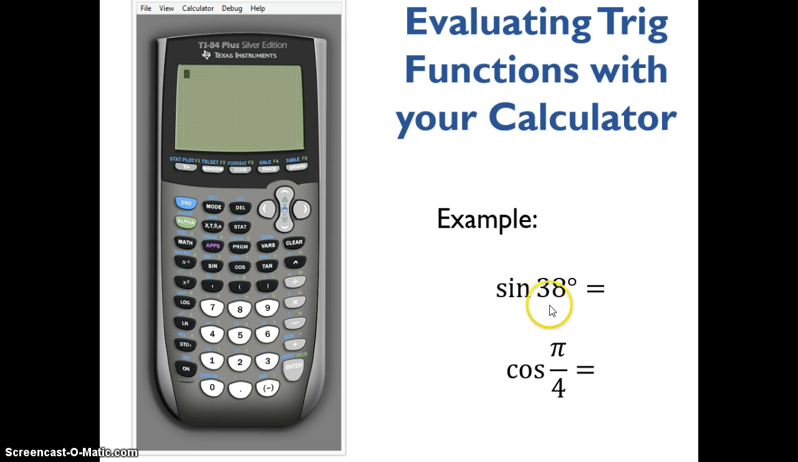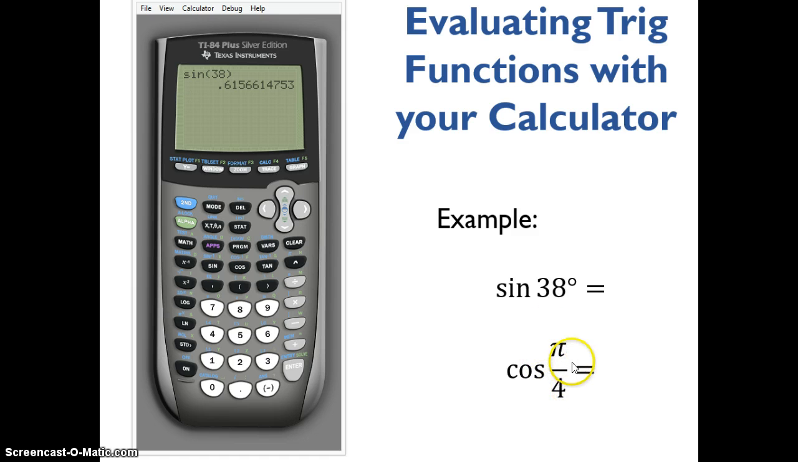So I want to evaluate sine of 38 degrees, so let me find the sine function, which is right here. Click sine 38, close bracket, and enter. So this is an estimate of the ratio I would get given an angle of 38 degrees and evaluating with the sine function. So the sine function, given an input of 38 degrees, will give me an output of right here.